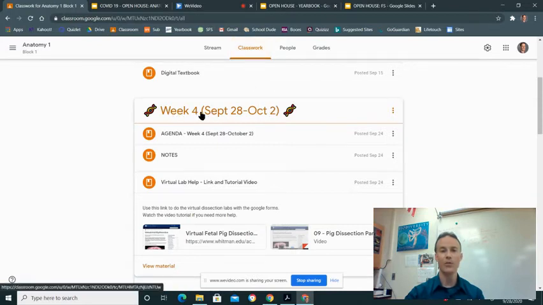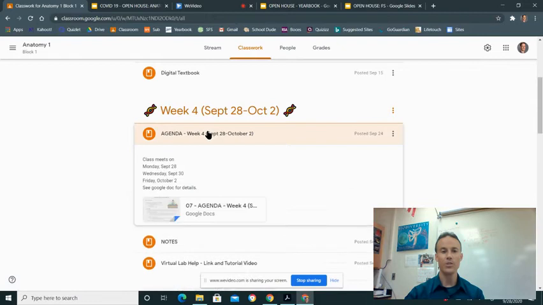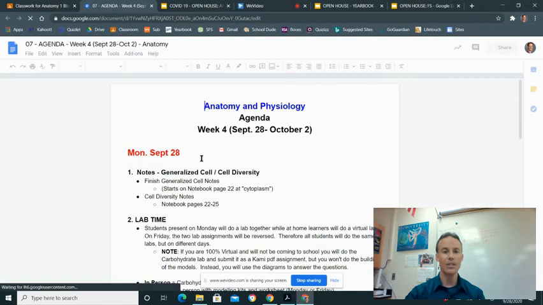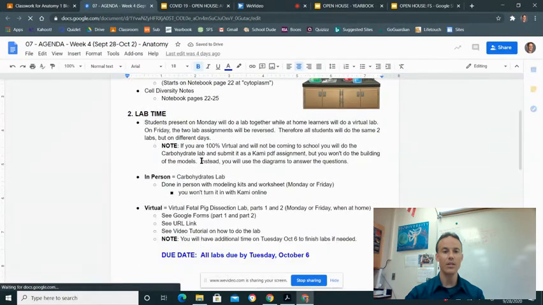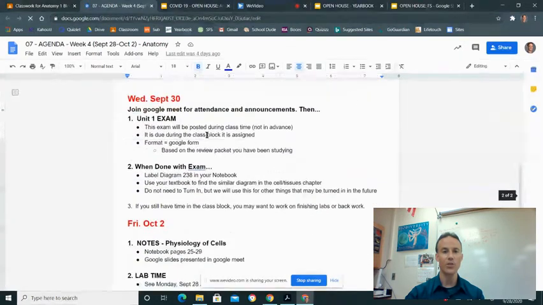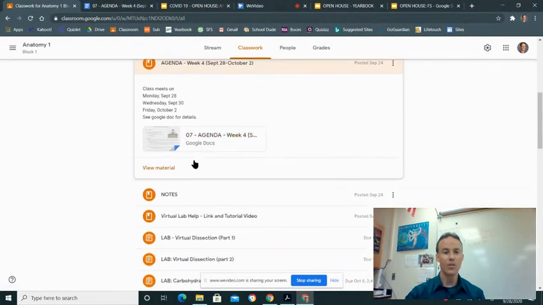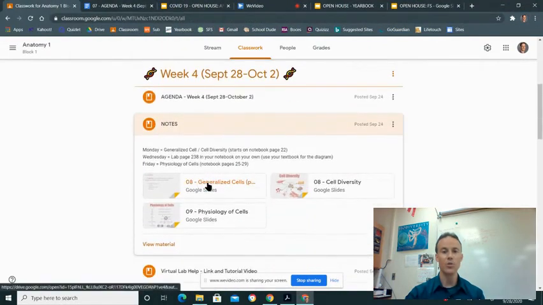So for example, during week 4, here was the agenda as a doc. And when that opens up, they can see what we are doing each day of the week and where they can find resources for those things. Then next are the notes for the week. These are done using Google Slides.